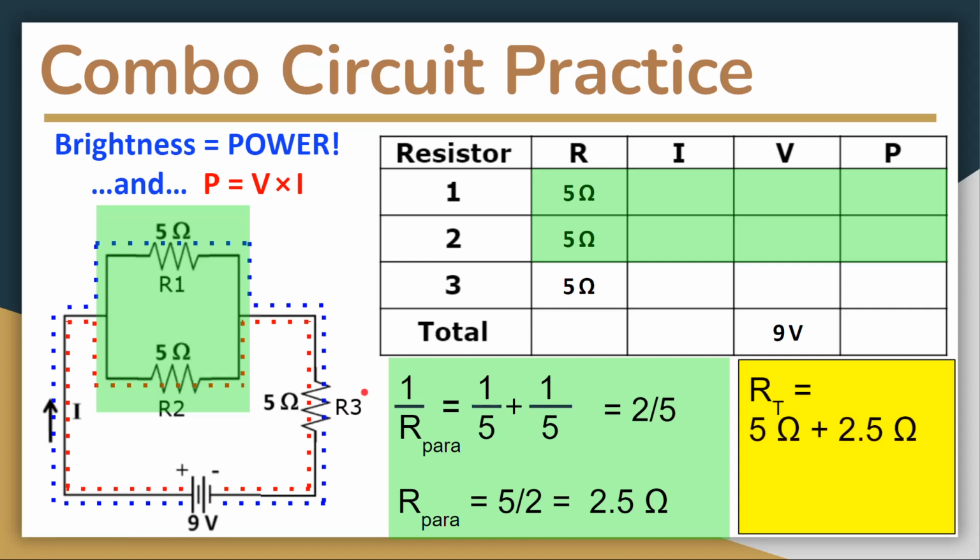Okay, and so if I want to find the total, I'm going to take that 5 ohms from R3, that 2.5 ohms from that parallel section, and I'm going to get a total equivalent resistance of 7.5 ohms for the entire circuit. Okay, again, this is the same process we went through yesterday. Now that I have my total resistance for the whole circuit, I can start to look at what my total current would be because I know the total voltage. It's the battery. It's 9 volts.